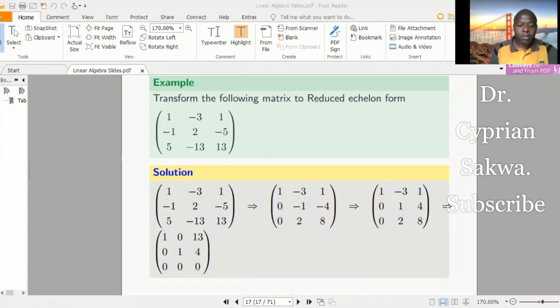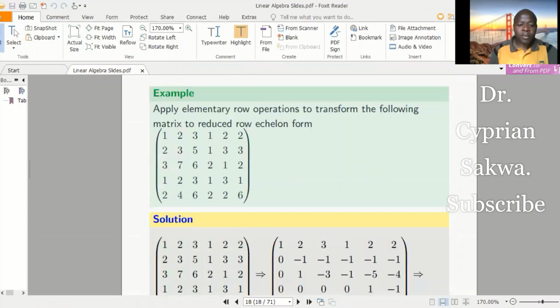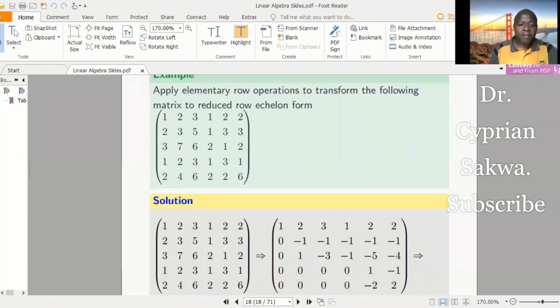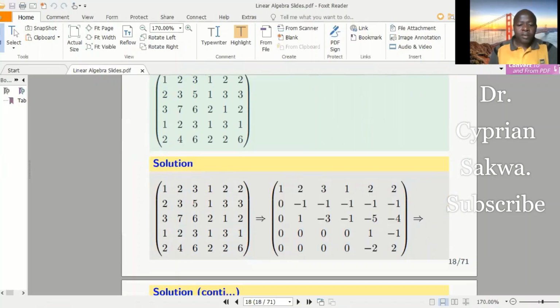Let's do one more example. The example here is: apply elementary row operations to transform the following matrix to reduced row echelon form. So what I've shown here is this. Let me just see what I did here. I have this one. I use it to create a 0 here, a 0 here, a 0 here, a 0 here.